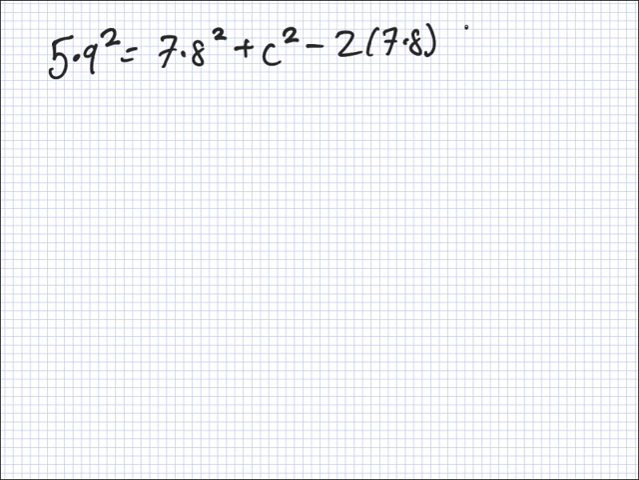You can use the cosine rule. Wait, hang on. Yeah, you can just use the cosine rule, it's quicker. You say 5.9 squared equals 7.8 squared plus c squared minus twice 7.8 cos 36.